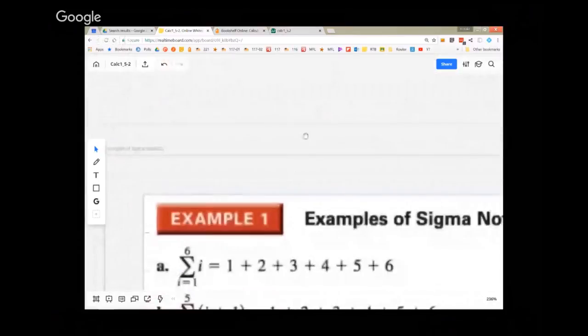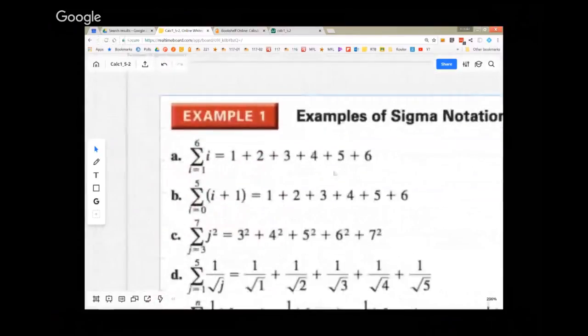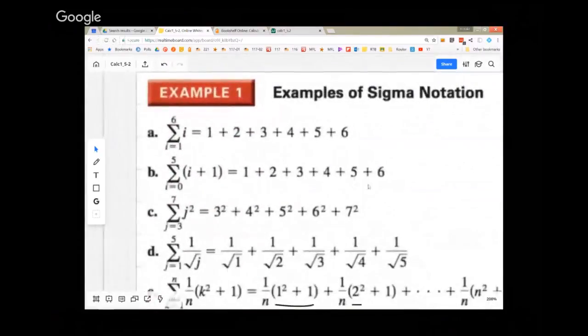So let's take a look at some examples of sigma notation. The top one says, starting at 1 and going to 6, add up all the numbers. So the first time I is 1, second time I is 2, I is 3, all of it. So add up the first 6 numbers. And of course, that's just arithmetic.